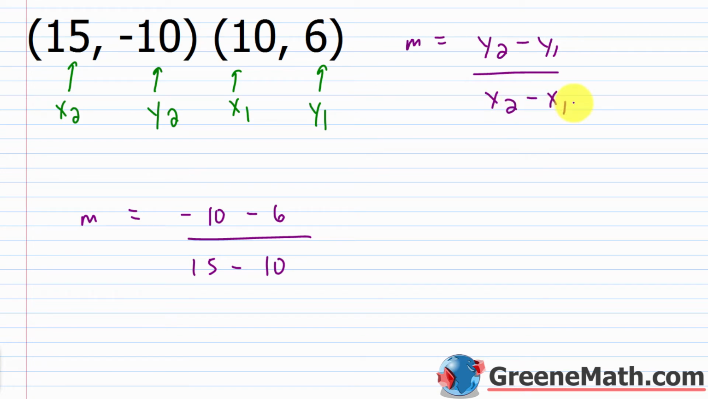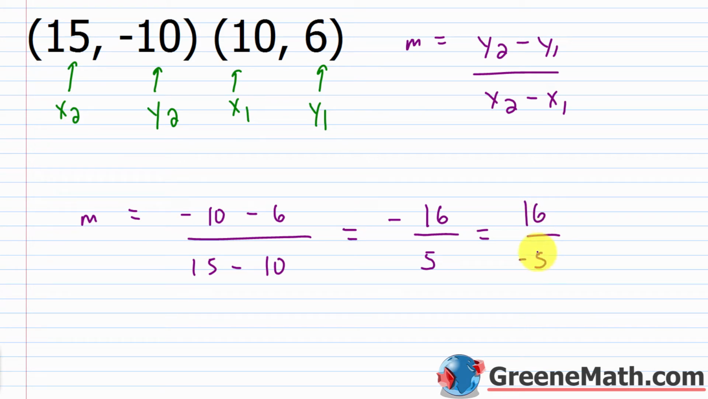Again, rise over run. So negative 10 minus 6 is going to be negative 16 over 15 minus 10, which is going to give me 5. So I can't reduce that any further. My slope is just negative 16/5. So again, this tells me that I fall 16 units for every 5 that I go to the right. Or I could switch this up and say that I increase 16 units for every 5 that I go to the left.